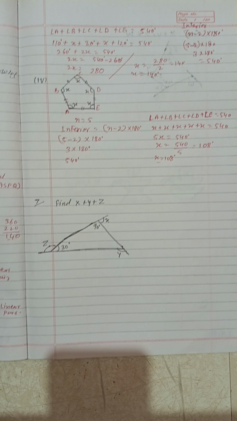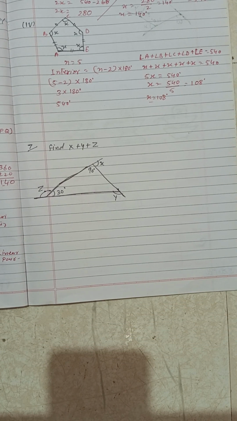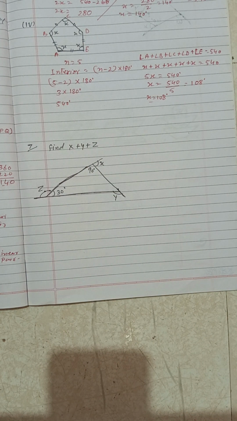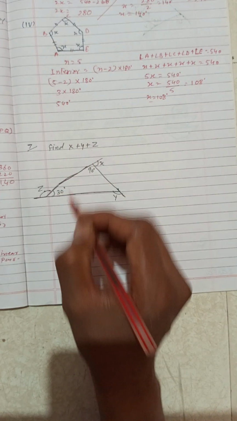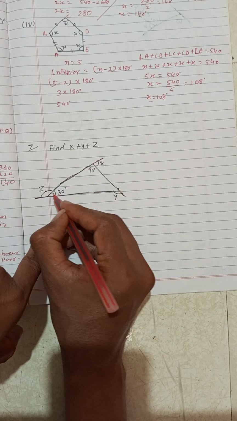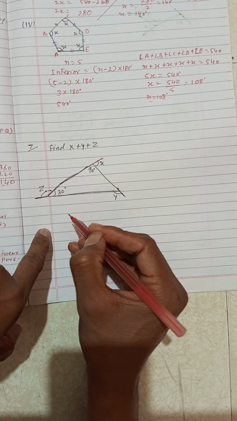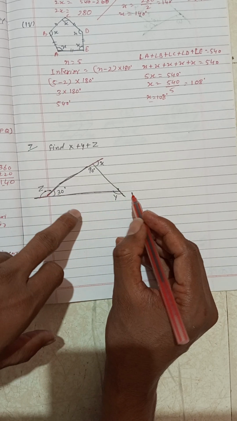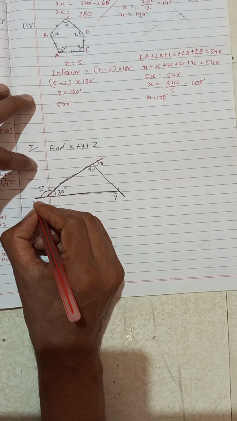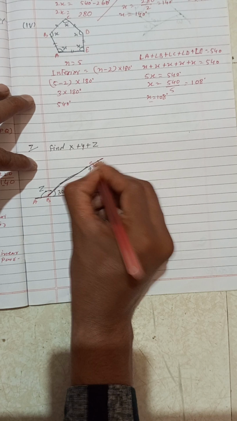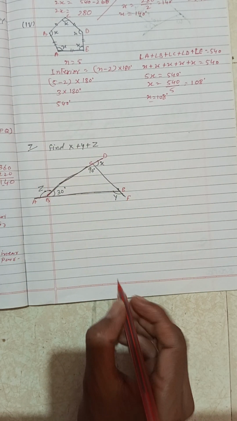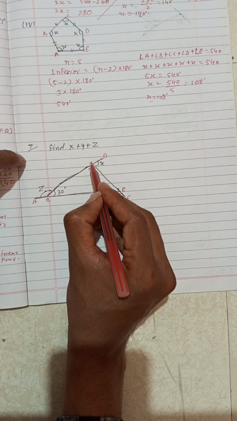Now we are going to the 7th question. Question number 7: find x plus y plus z. That means we have to find these angles and add them. It is a triangle shape given, and these are exterior angles given. First we are finding the angle x. We are giving the names A, B, C, D, E, F. Now we are finding this angle first, DCE.